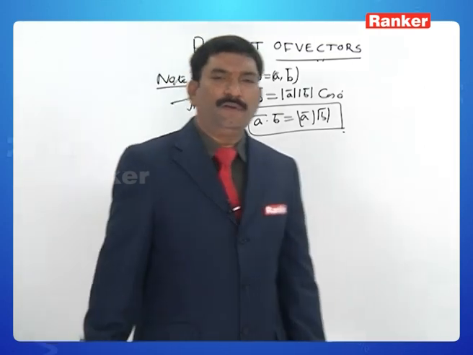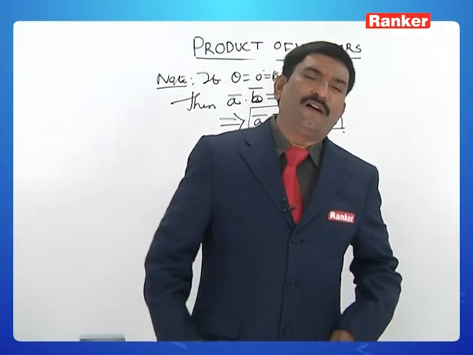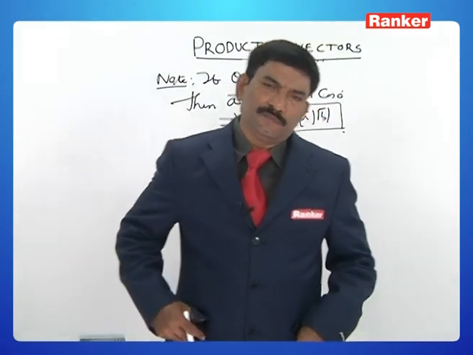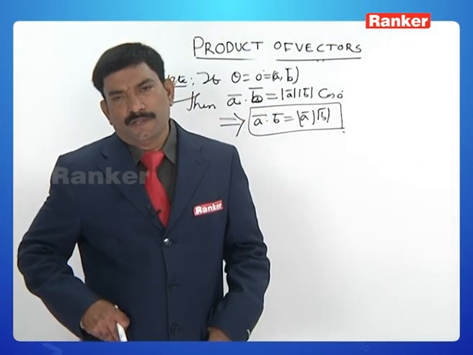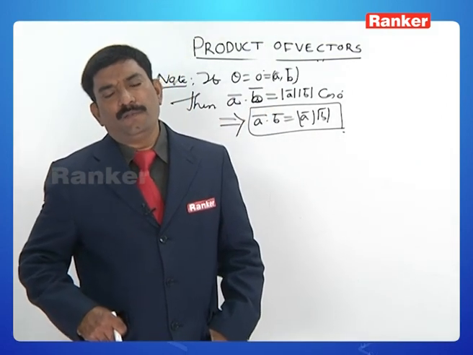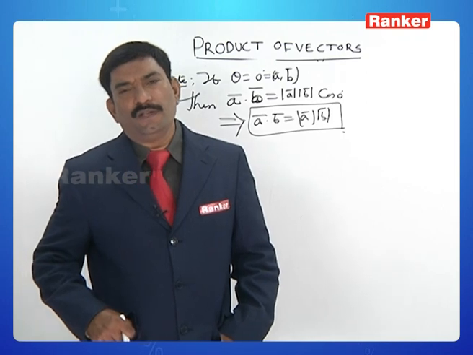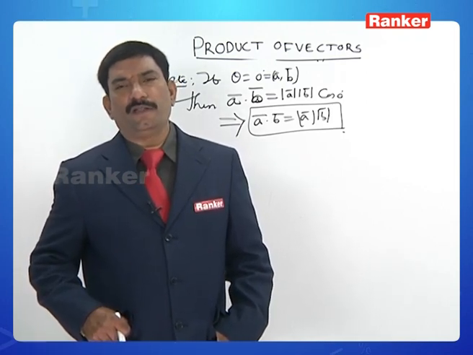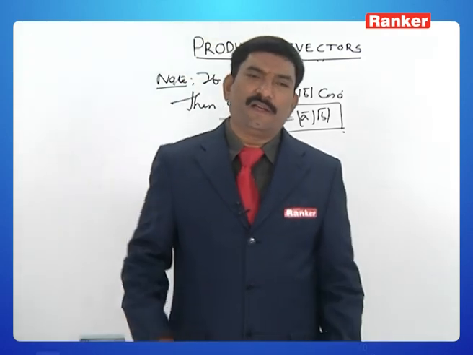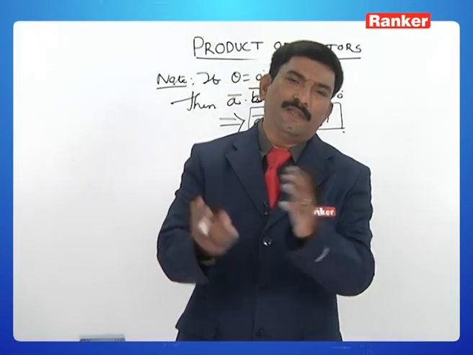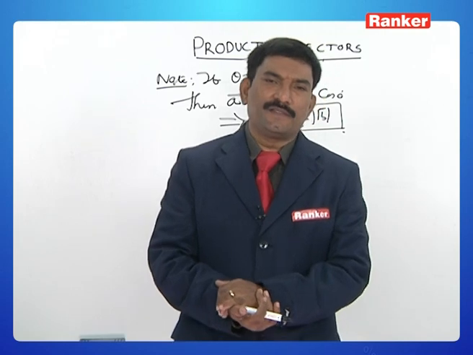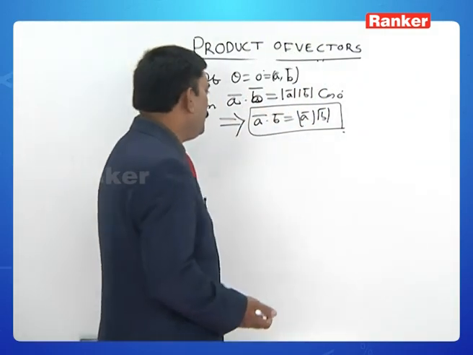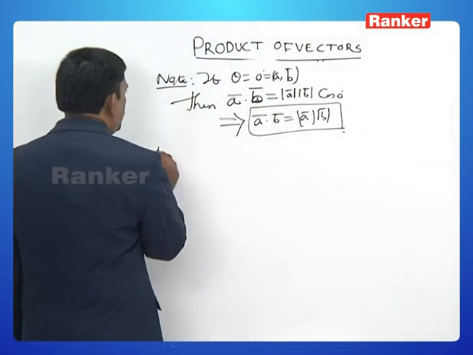Whenever, wherever you come across a bar dot b bar is equal to mod a into mod b, then a bar and b bar either must be collinear or parallel. Then only the angle between them is 0 degrees.